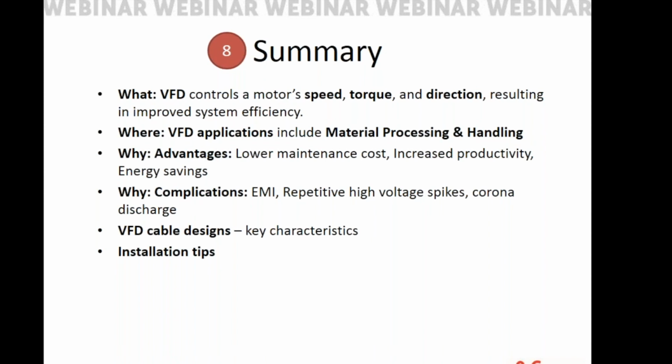A few of the complications that are mitigated by VFD cables, those being EMI, repetitive high voltage spikes, and corona discharge. Those are the key ones. And ultimately, bearing currents as a result of these. We looked at a few VFD cable designs and their key characteristics and installation tips.